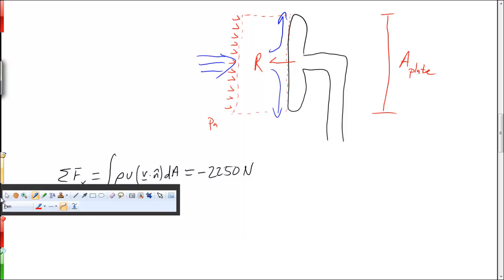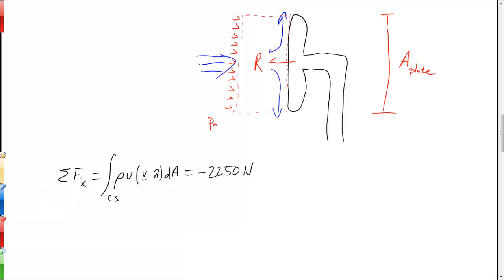So on the left-hand side here, we end up with the sum of the forces in the x direction. Well, we have atmospheric pressure acting over the area of the plate, because the area of our control volume on the left is the same as the area of the control volume on the right, minus R, because R I've drawn pointing leftward here, is equal to minus 2,250 newtons.